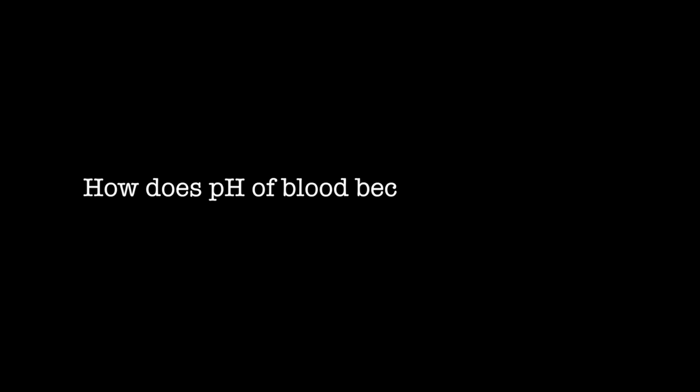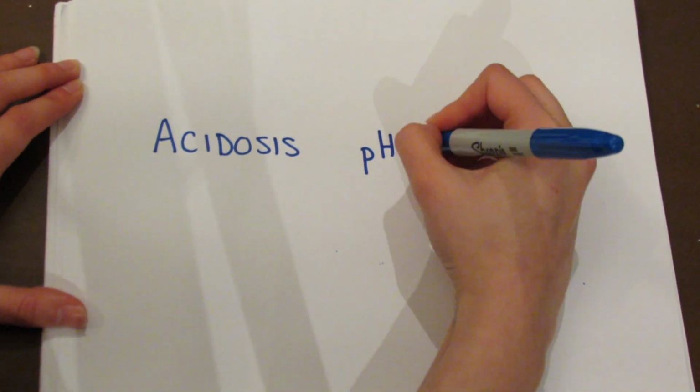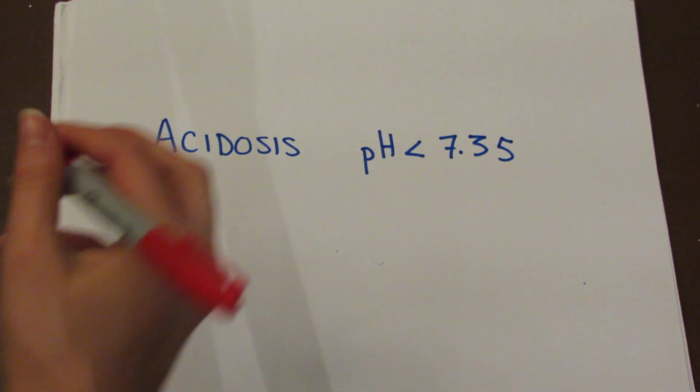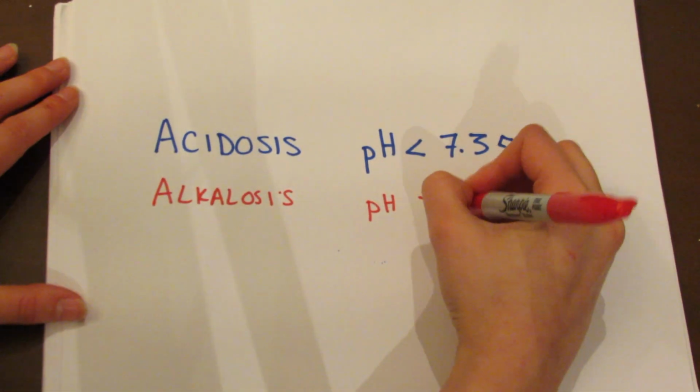How does pH in blood become imbalanced? There are two conditions to look at here. Acidosis is when the pH in blood is below 7.35. Alkalosis is when the pH in blood is above 7.45.